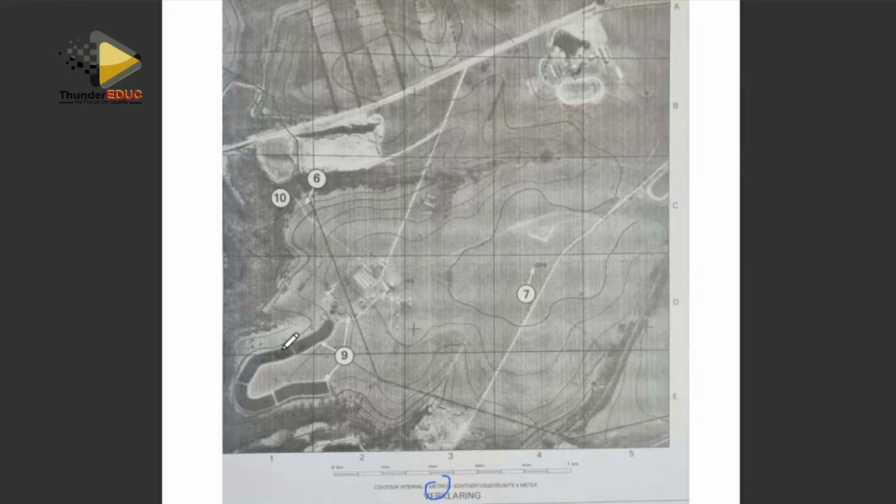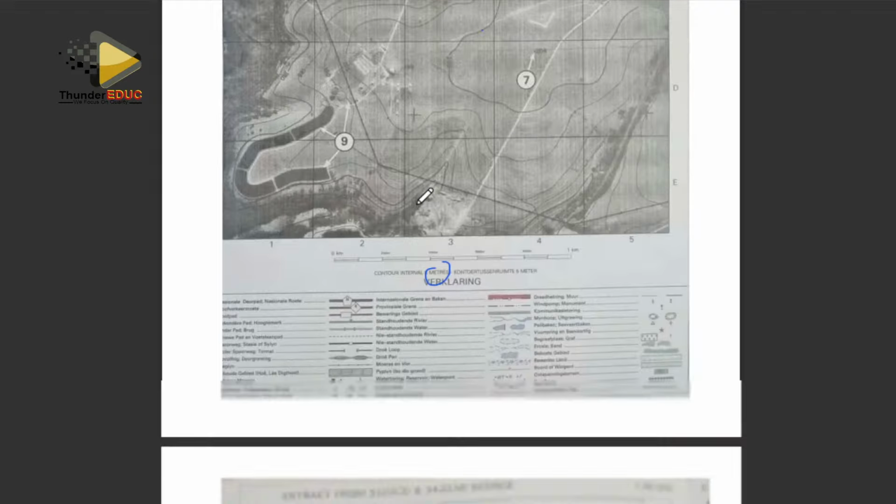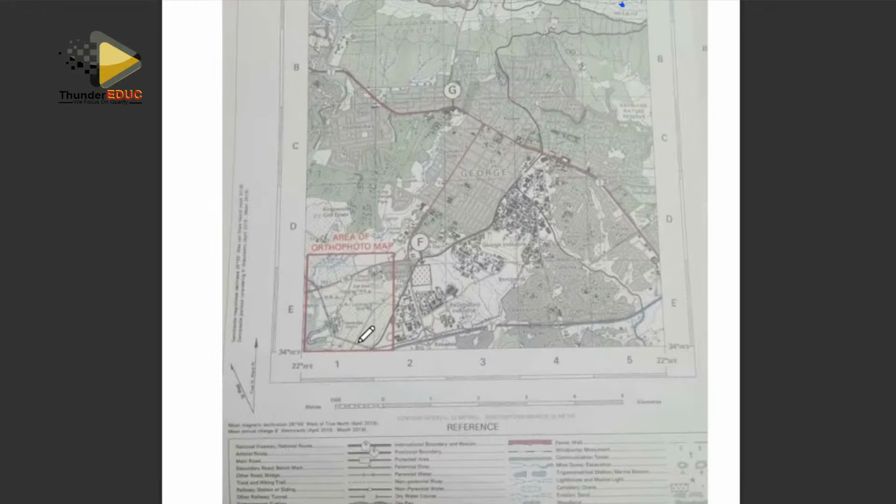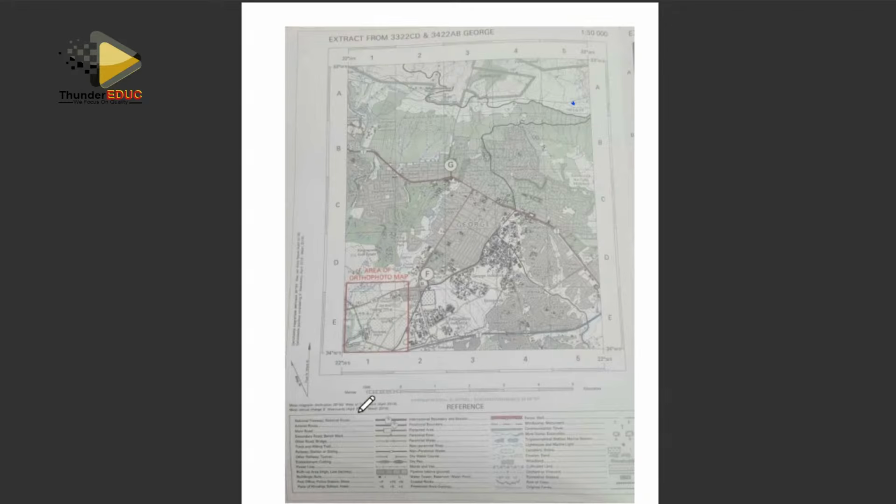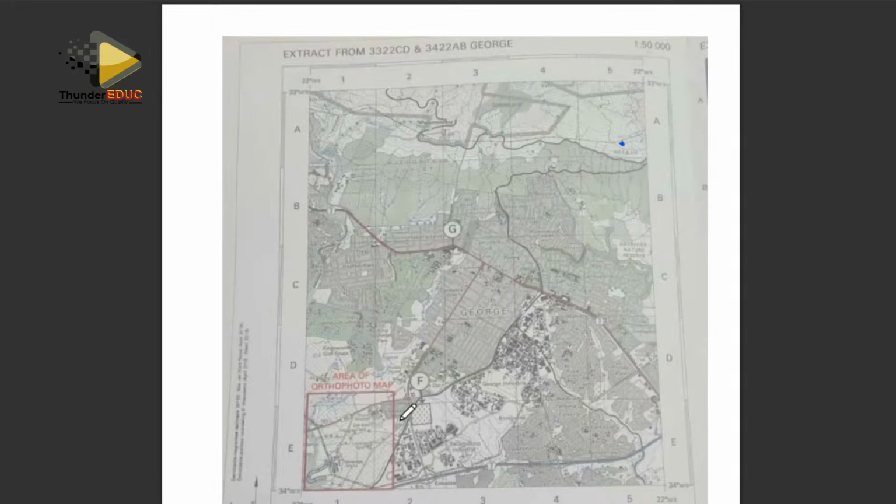What do we see here? Which feature is 9 here? Which one is this, guys? But you cannot understand it clearly if you do not combine it with this map. Can you look here and check? This is the feature 9, because remember, this is the area covered by the orthophoto map. This feature 9, what is it? The name of the feature 9 can only be seen if you look at here.